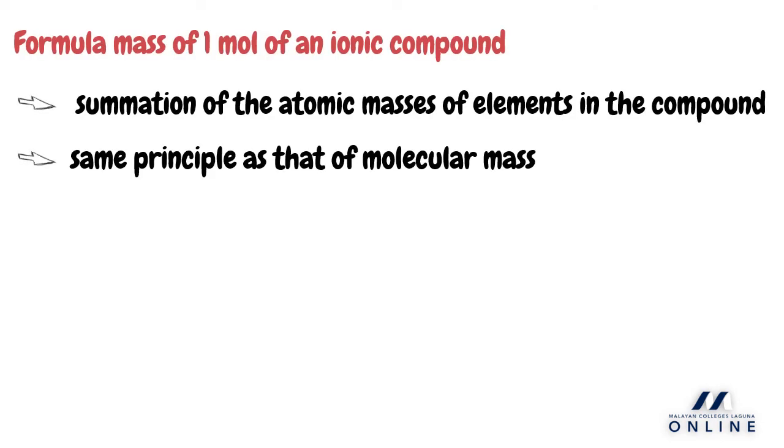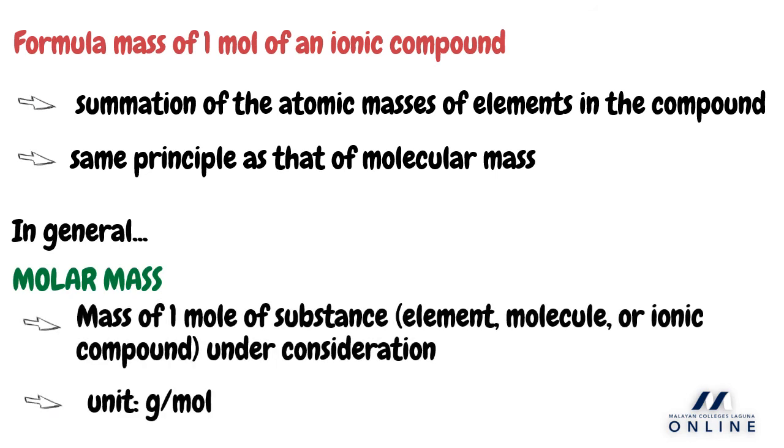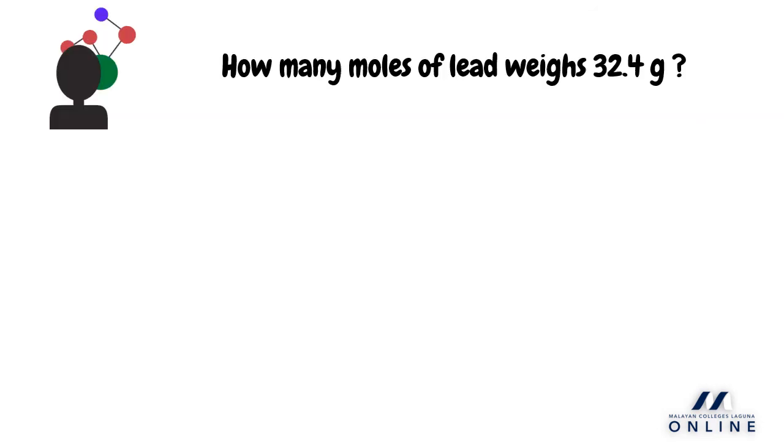We apply the same principle for getting the formula mass of 1 mole of an ionic compound. In general, we term these masses for 1 mole of a substance, whether elements, covalent compounds, or ionic compounds, as molar mass, and is actually expressed in terms of grams per mole. Let us use these molar masses in converting moles to mass and vice versa.